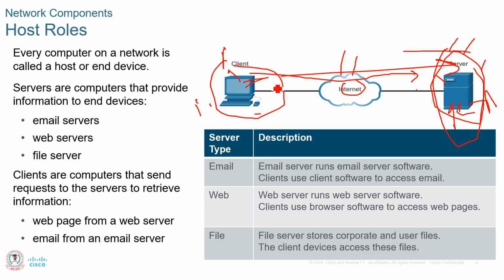So we said a server is a computer that provides information to the end devices or a host or a node. And a client is a computer that makes requests to the server to retrieve information, to use, or to benefit, or to carry out some particular services or enjoy some services provided by the server. So we have the different types of server. We have email server, we have web server, we have file server.